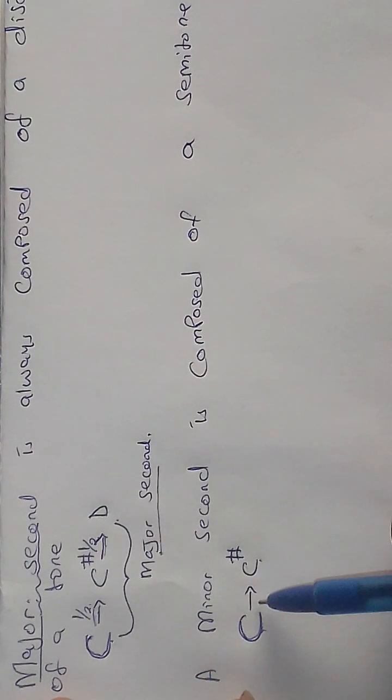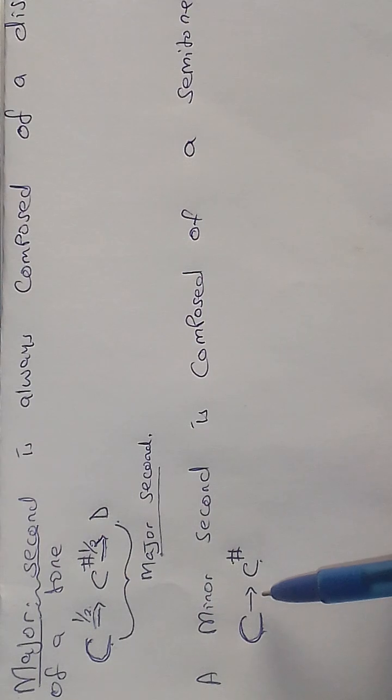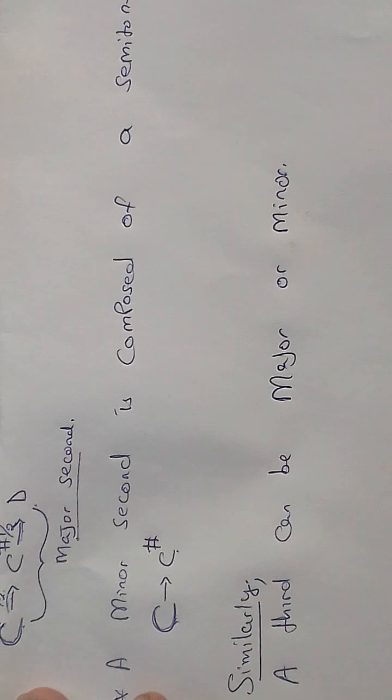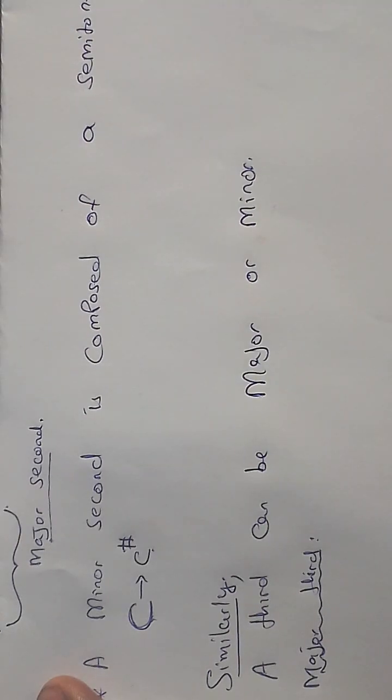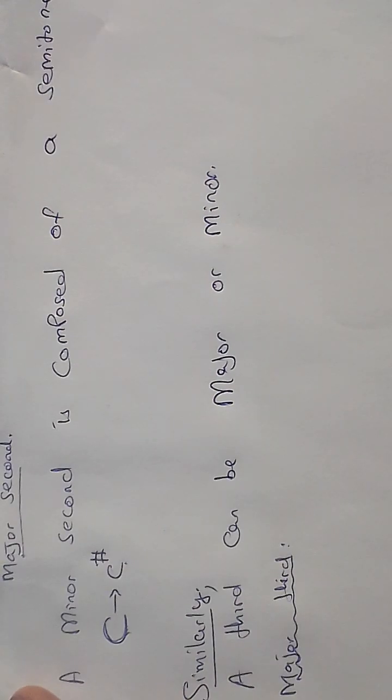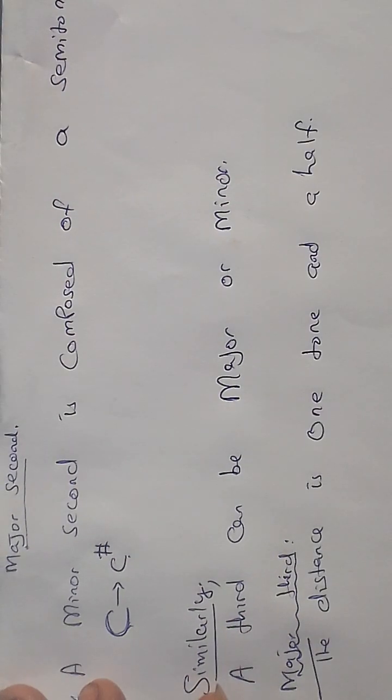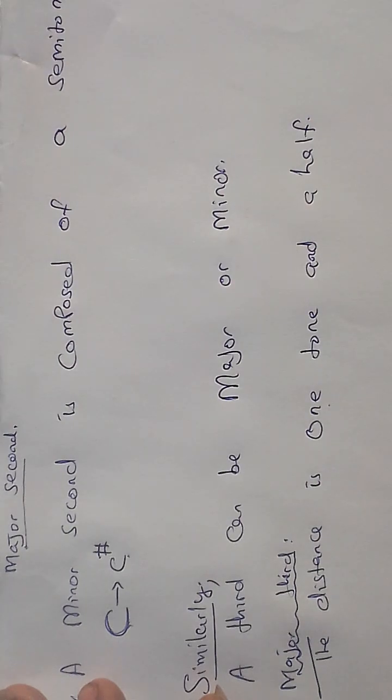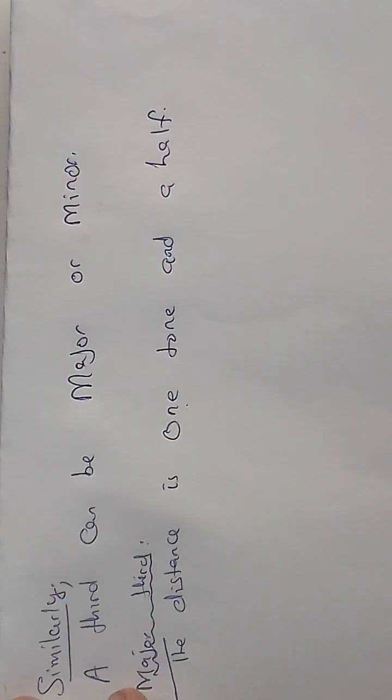Similarly, a third can be major or minor. Let's see the composition of a major third. When do we say that an interval is a major third? The distance or the interval is usually 1 tone and a half. Say for example, we are moving from key C to key C sharp. That is a half, a semitone.